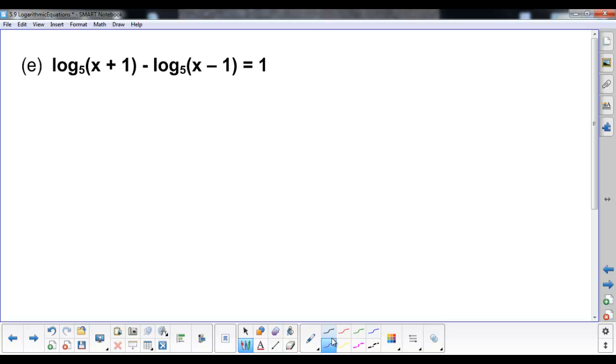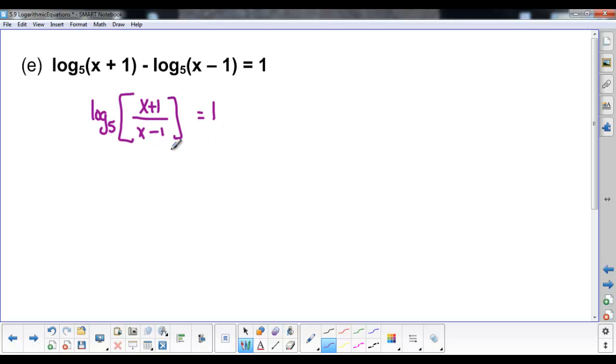Okay, and then one more example. This time we have logs on one side, numbers on the other, so that's one step down for us. But this time we notice to create a single logarithm on the left side, we're going to have to divide because of this minus sign. So we will say that this is log base 5, and then we'll divide our arguments x plus 1 over x minus 1.